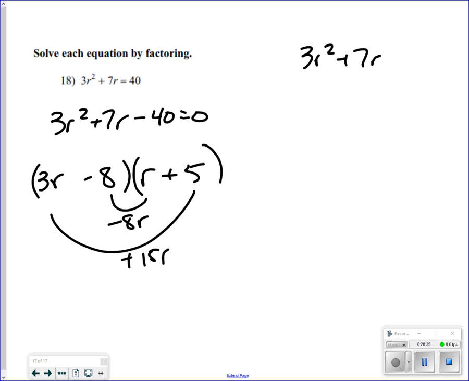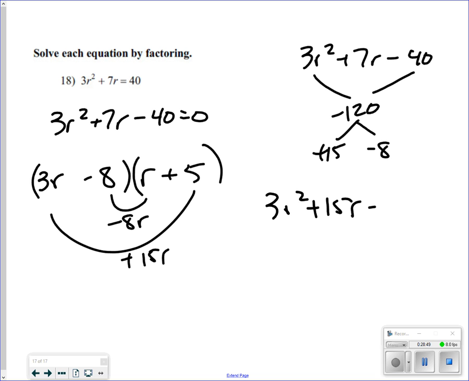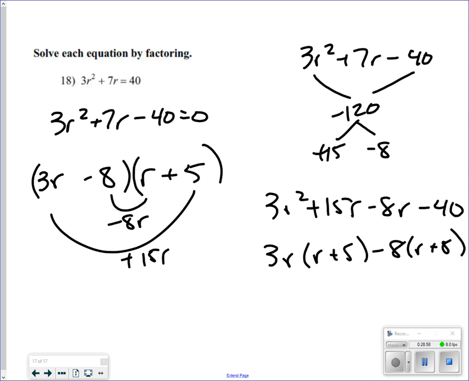Now, doing this by grouping, I'm going to multiply the outside numbers together. I get negative 120. 120 is not exactly on my radar very well, but it's 15 times negative 8. Rewrite the question. There's a GCF of 3r in the first one, negative 8 in the second one.